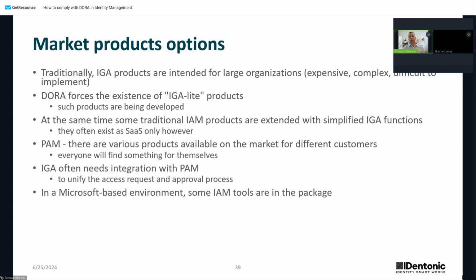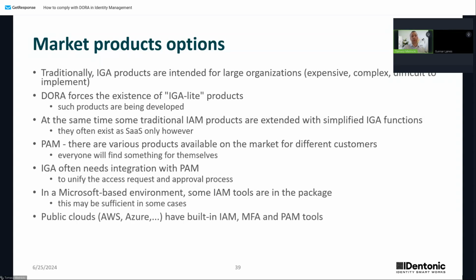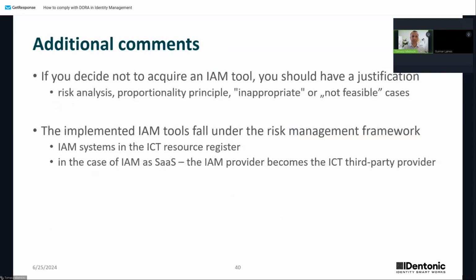At the same time, if you have just a Microsoft-based environment, you've got some IAM tools in the package, like Active Directory. It's one of the tools, or Azure or Entra ID. They have some built-in features that might be sufficient in some cases, so you need to check if this is okay for you. Like AWS or Azure, if you're only in this kind of public cloud environment, there are built-in IAM, MFA, and PAM tools already there, but of course they have some limitations, so they don't fit each organization. So you may need to extend.